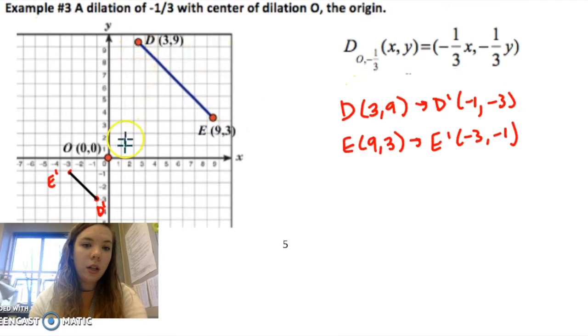Okay, so if you notice, these did switch spots. Without the negative, D should have been here and E would have been here, but because of the negative, they switched direction.